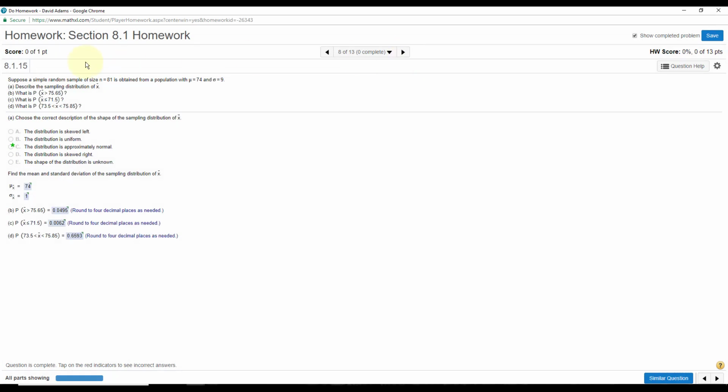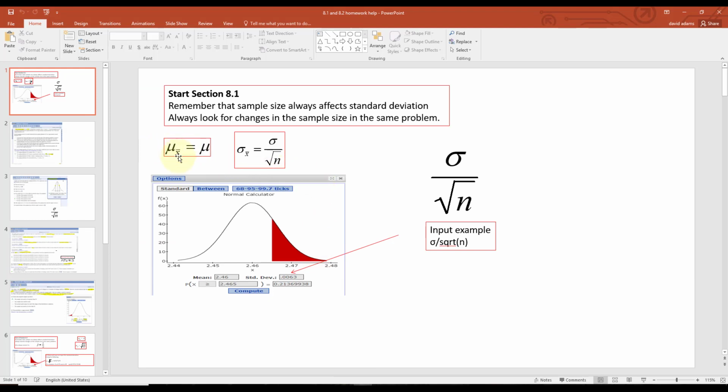So, describe a simple random sample of size n equals 81. Suppose a simple random sample of size n equals 81 is obtained from a population with mu equals 74 and sigma is 9. Again, these numbers are from the parent population, but now we're talking about the new population of all x bars. Okay, so let's go back to this. Mu of the x bars will be the same mu as the parent population, but sigma of the x bars is going to be sigma of the parent population divided by the square root of n. It's so important that you remember that.